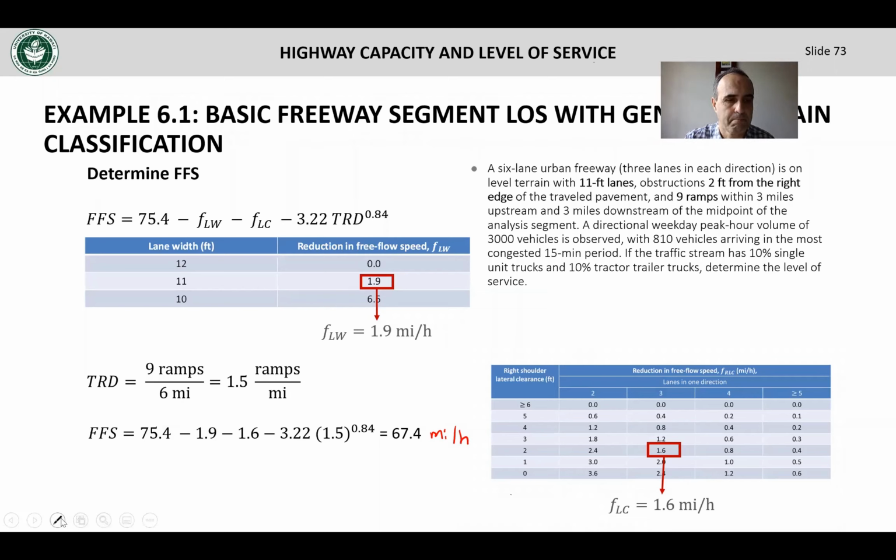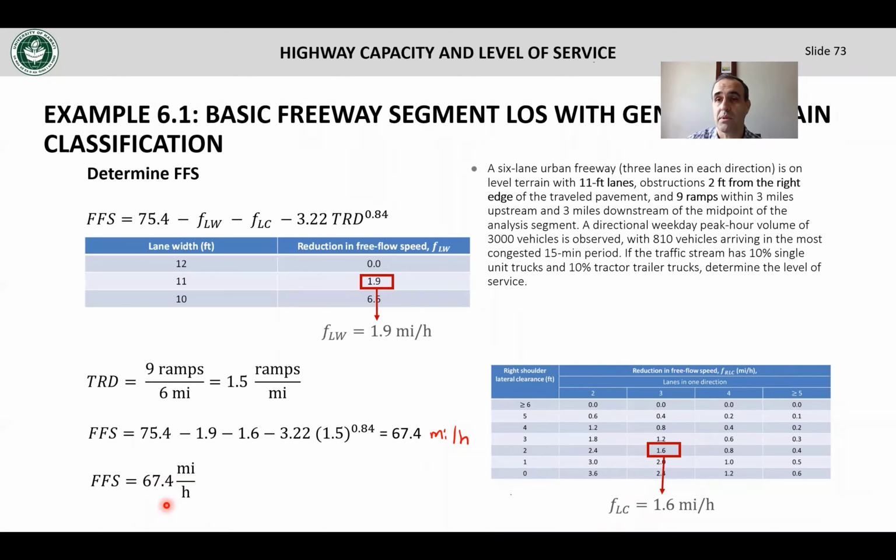Okay. Any questions so far? No. I hope you guys agree with me. It's really, really straightforward. Okay. It's basically putting values into equations, that's it. And well, here I had the units after all. So that's our free flow speed.